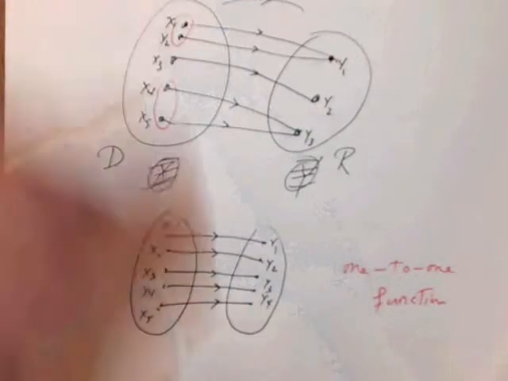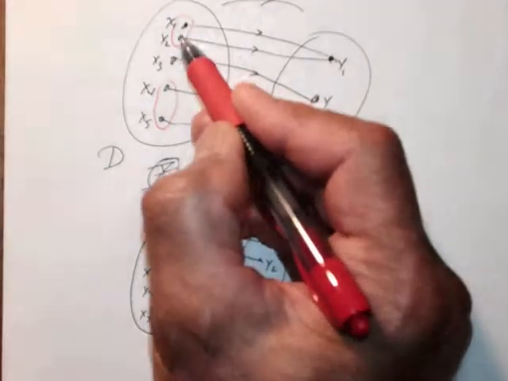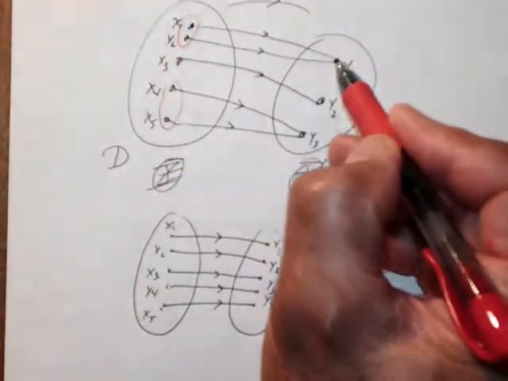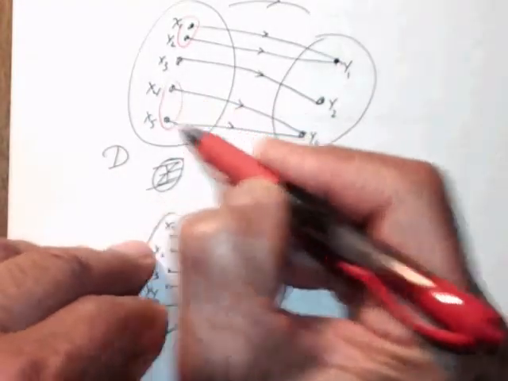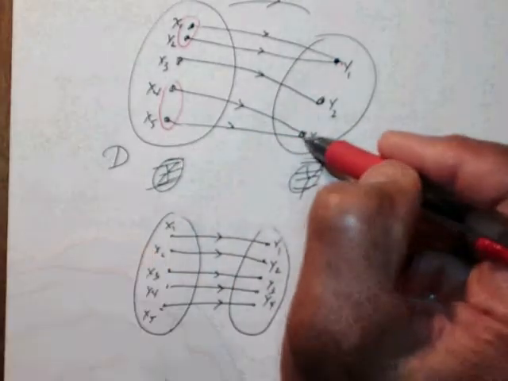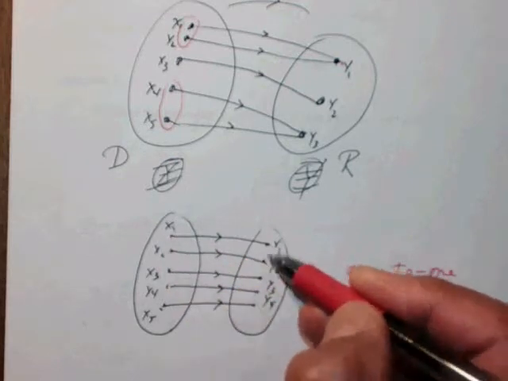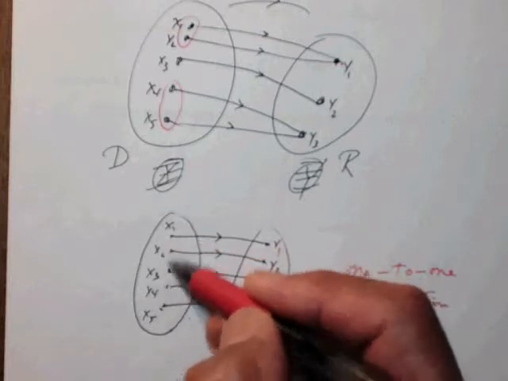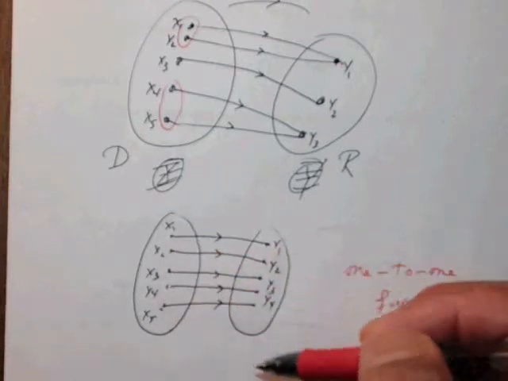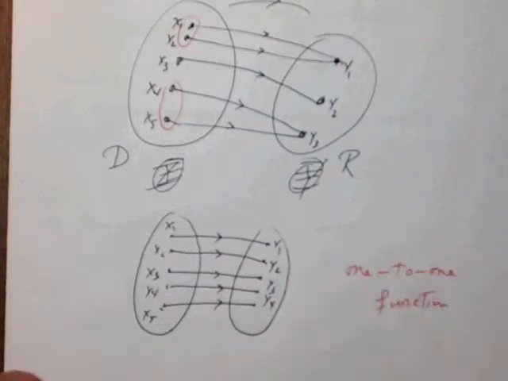Before I write the definition, let's see what it says here. If x1 and x2 are different, like here, but their y's are the same, it's okay, it's a function. Here x4 and x5 are different, but their y's are the same. But here it says no: if x1 and x2 are different, their y's must be different as well. So any two different x values you choose must have different y values. If that happens, then the function is called a one-to-one function.